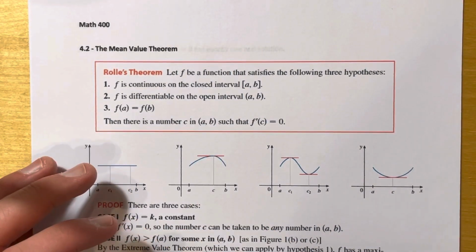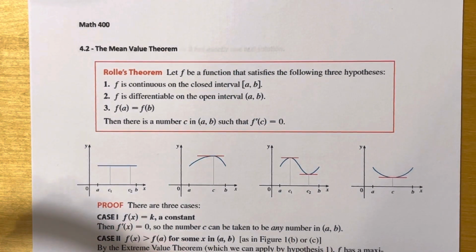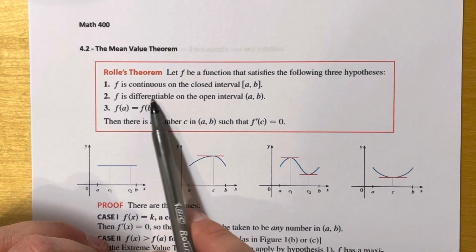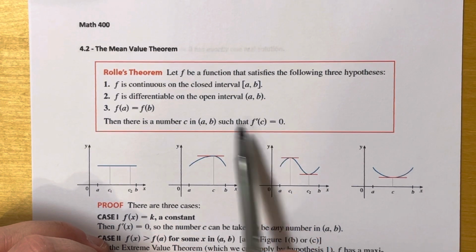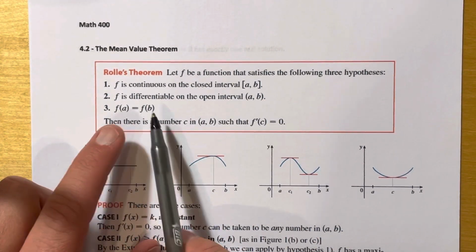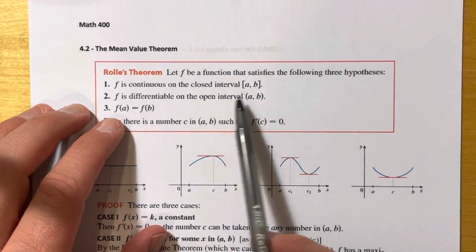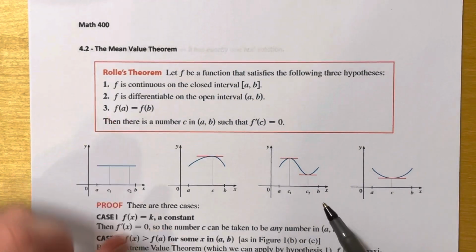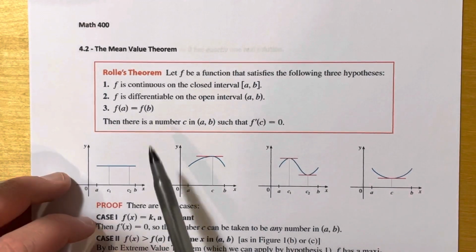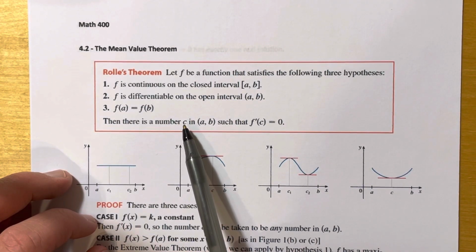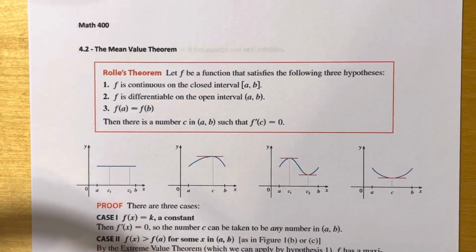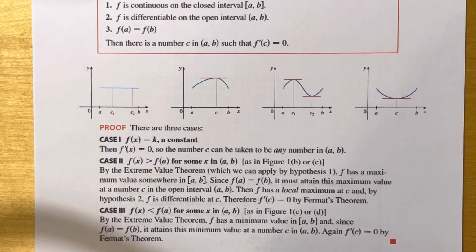Rolle's theorem says that if f is a function that satisfies 3 hypotheses: 1, f has to be continuous on a closed interval [a, b]. It also needs to be differentiable on the open interval (a, b), and f(a) and f(b) need to be equal. So if the endpoints, when plugged into our function, are giving me the same output, that's this third hypothesis. If all 3 of these are true, then Rolle's theorem says there is always going to exist a number c in the open interval (a, b) such that f'(c) is equal to 0, meaning c is a critical number.